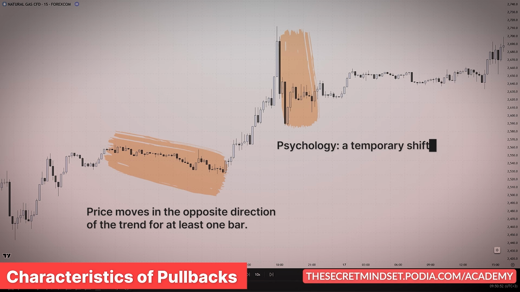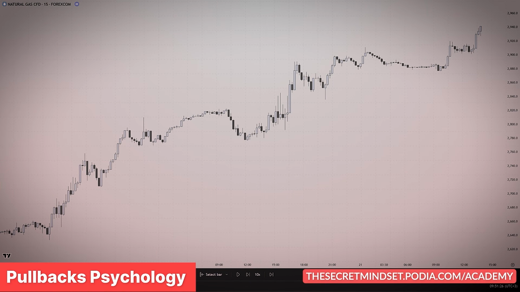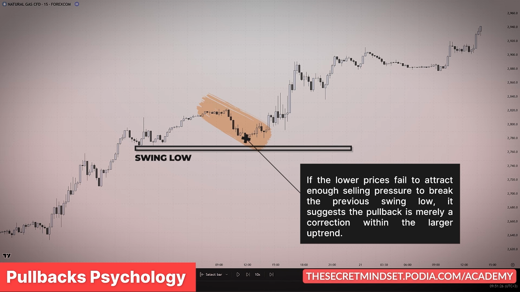The psychology behind pullbacks involves a temporary shift in market sentiment. During an uptrend, a pullback occurs when bearish pressure briefly overcomes bullish pressure, driving prices lower. However, this doesn't necessarily indicate a trend reversal. If the lower prices fail to attract enough selling pressure to break the previous swing low, it suggests the pullback is merely a correction within the larger uptrend.